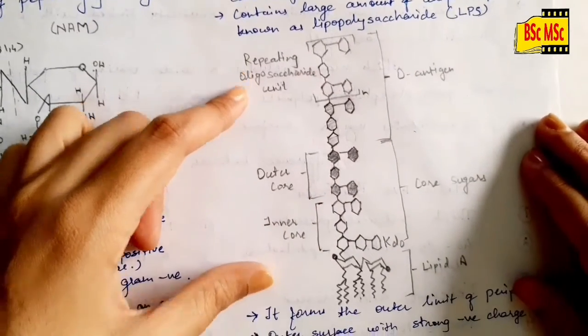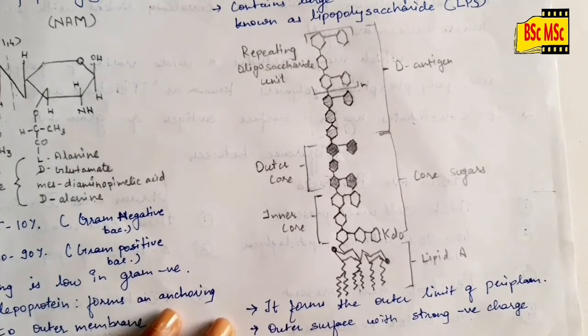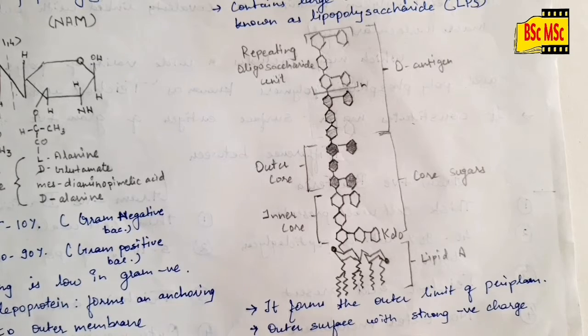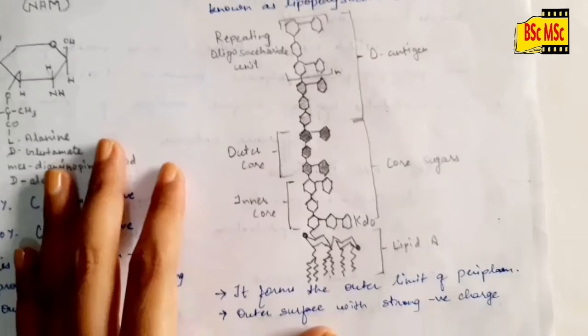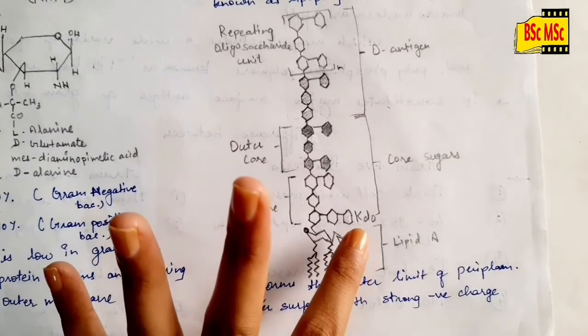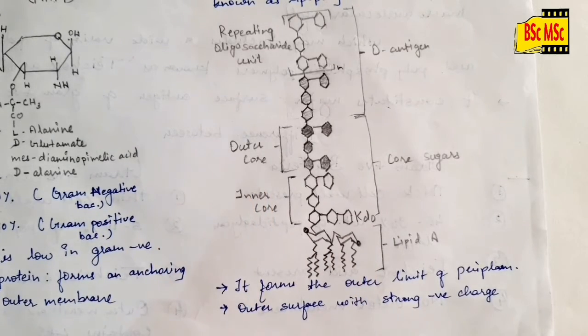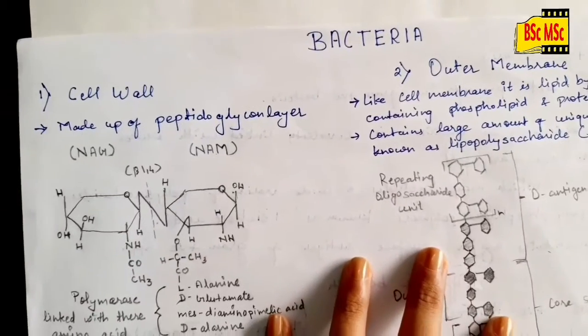And it forms an outer limit of periplasm and the outer surface with strong negative charge, which is really important in phagocytosis. It provides a permeability barrier and thereby increases resistance to a number of toxic agents. So this is all about the cell wall and outer membrane.